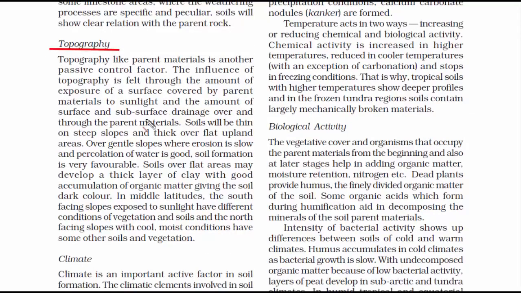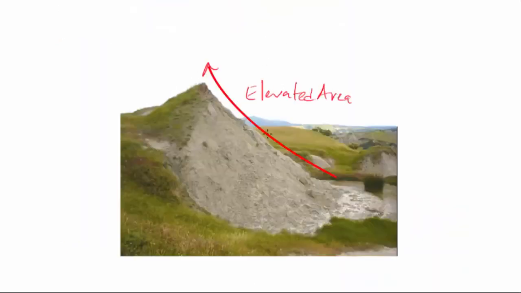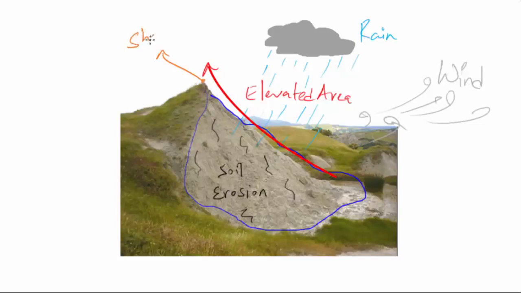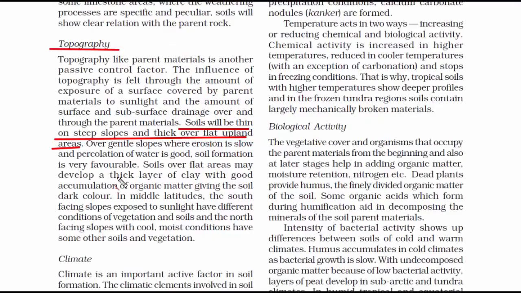Topography means terrain. Depending on the terrain, soil's thickness is determined. If you look at a mountain or an elevated area, erosion takes place very rapidly. There you will find soil cover to be very thin. This region goes through constant weathering due to wind and water. That's why the top portion of the mountains has this sharp pointy structure. Soil cover is going to be thick in flat land areas because here the soil accumulates and forms layers over a long period of time.